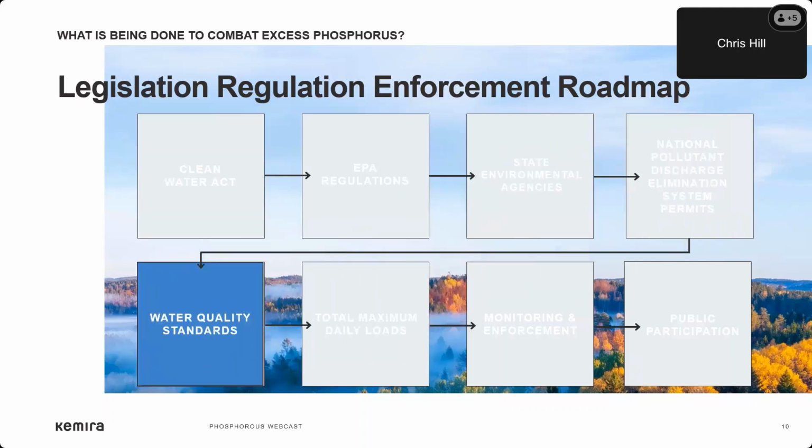Next is water quality standards. States establish water quality standards for their water bodies based on their intended use. This includes criteria for phosphorus levels. Standards are reviewed and approved by the EPA.